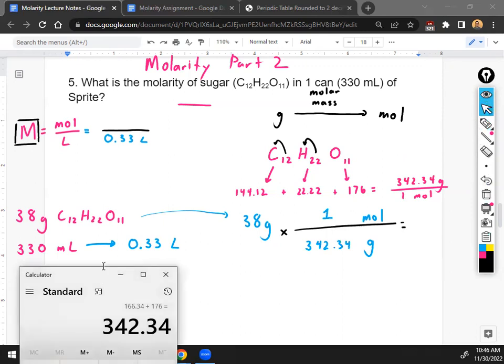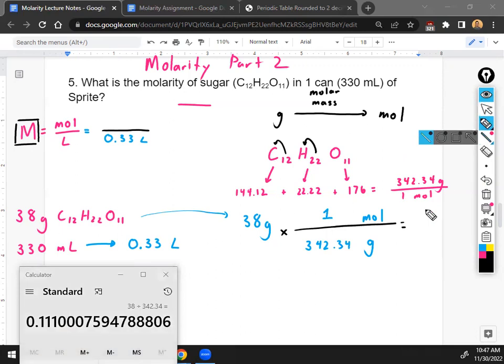And so from there, it's a pretty easy calculation. We just need to do 38 divided by 342.34. Remember, divide by the numbers on the bottom, and we should get a value of 0.1. And I'm just going to round it to 0.11 moles. Okay, so that's how you turn grams into moles.